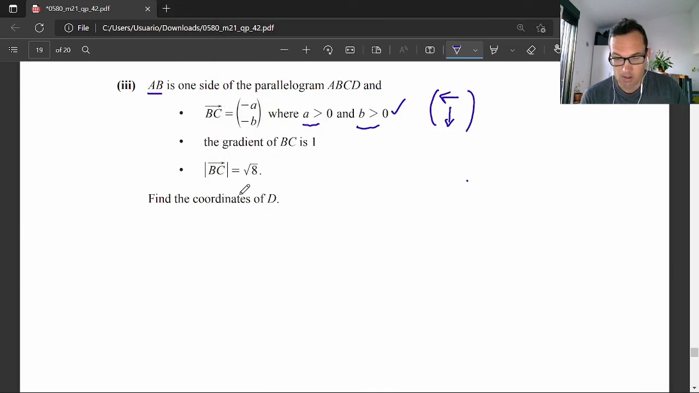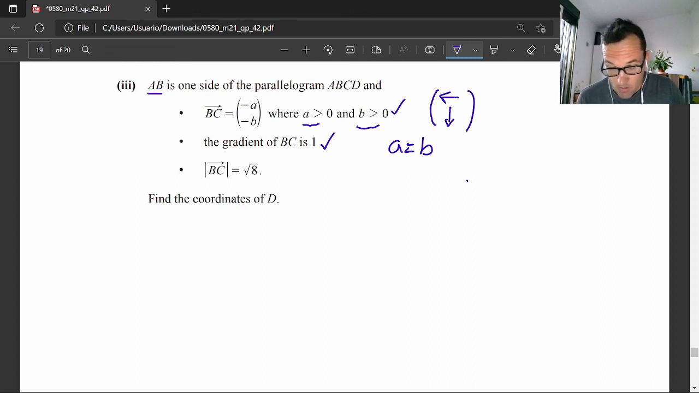That also tells us that A and B are the same value. Which is confusing, because usually if they're the same value, they will give them the same letter. But in this case, it's not, so we need to deduce that information ourselves. So now we know that A equals B and the gradient is 1. Next one. BC equals square root 8. That is the magnitude of the vector, the size, how big it is.